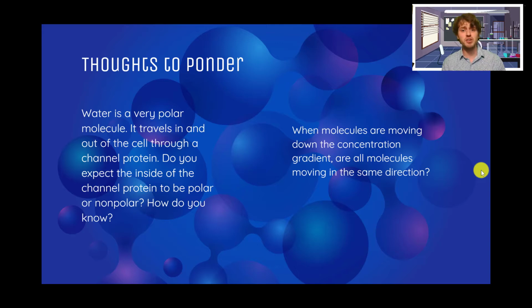Anyway, so when molecules are moving down the concentration gradient, are all molecules moving in the same direction? Pause me, think about it, write about it, and come back. Okay, they really aren't, right? So we're going to have some that are moving in both directions. It's just that net, so overall, they are moving in generally one direction. But that doesn't mean that we don't have some going the other way. It just means we have more going down the gradient.